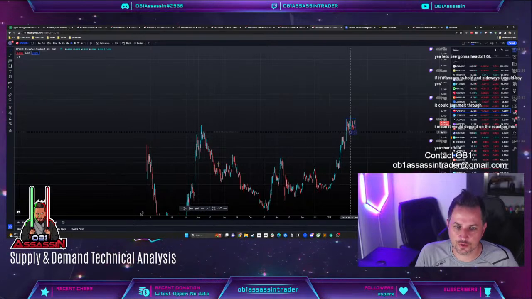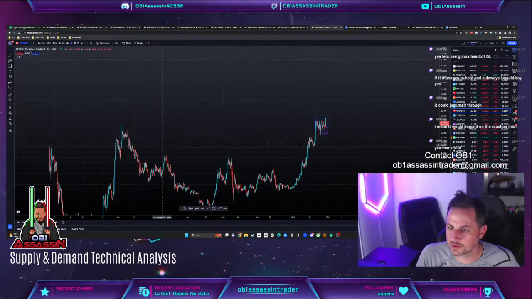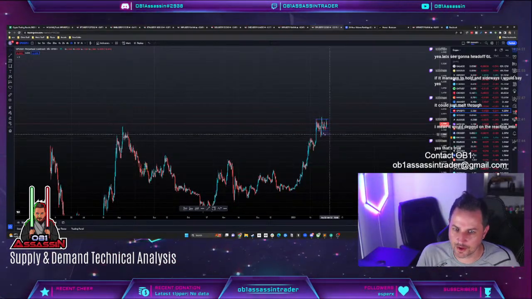That's a pretty congruent trade right there, because you've got the structure to the left supporting that, especially support and resistance. It's a key resistance line there. That would have been a great place to put a long.